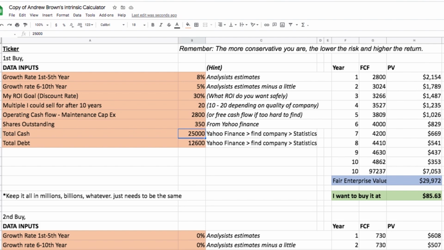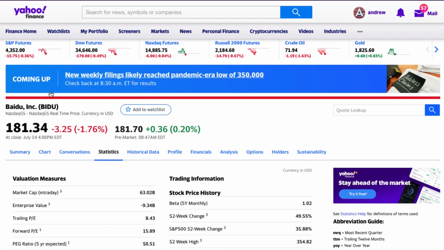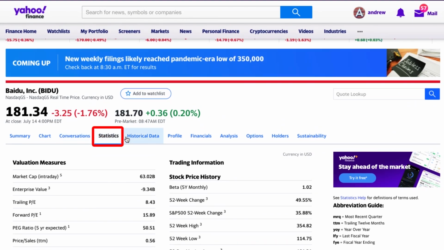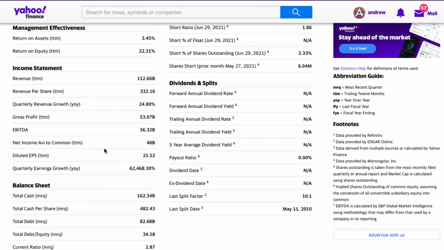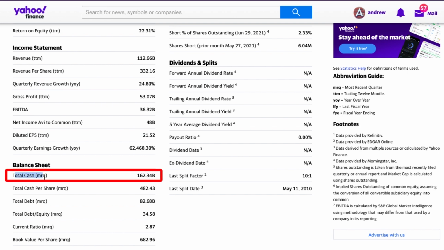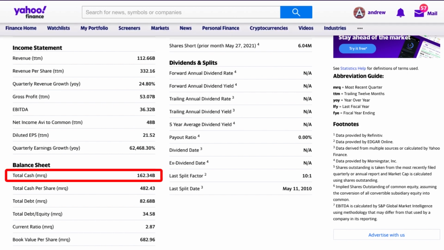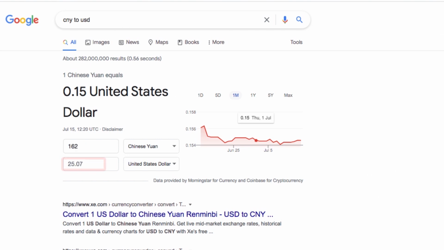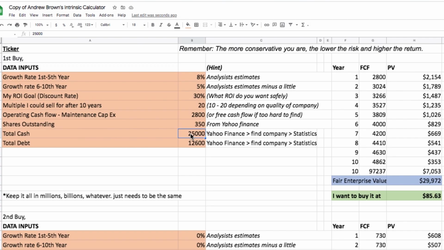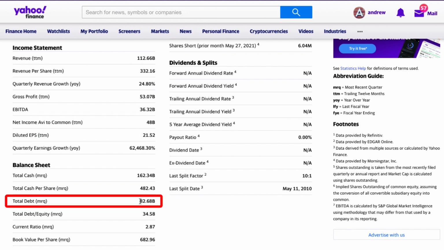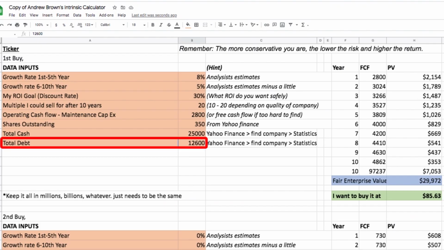Total cash and total debt. So total cash, what I do is I go to Yahoo Finance and I go to the statistics tab, and down the bottom, I find the balance sheet. It says total cash here, 162 billion. Now 162 billion is 25 billion in USD. So 25,000 I've got here, 25,000 millions. And the total debt, I did the same thing. I've just pulled this 82.68 billion number here from the balance sheet in Yahoo Finance and put it firstly into US dollars and put it here into my calculator.